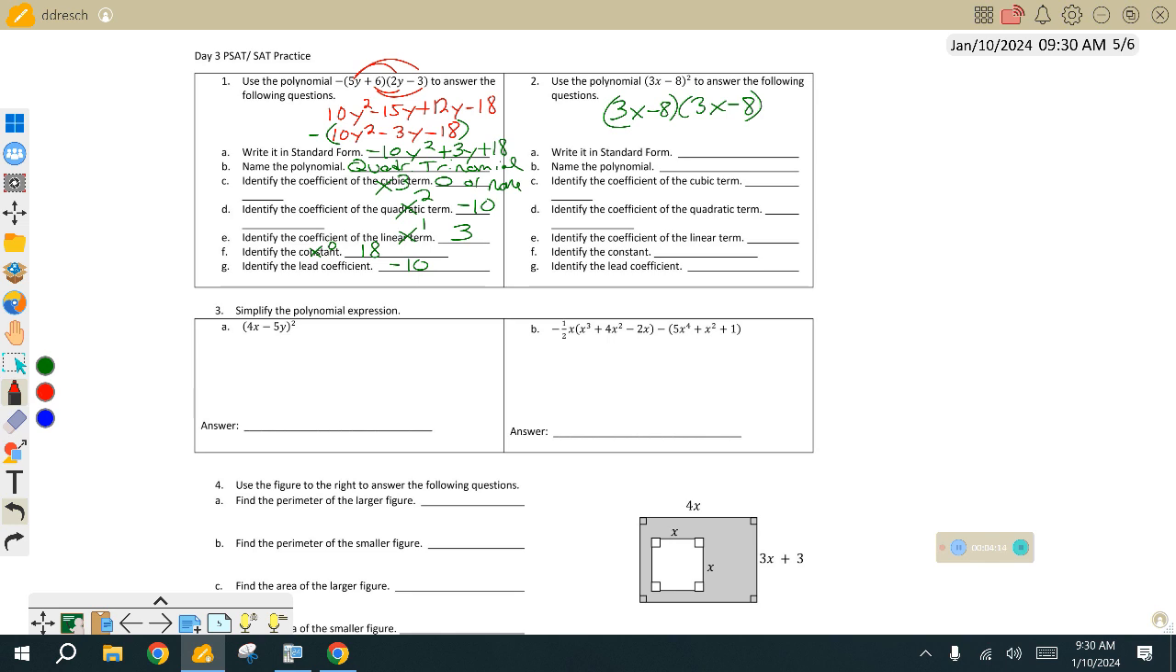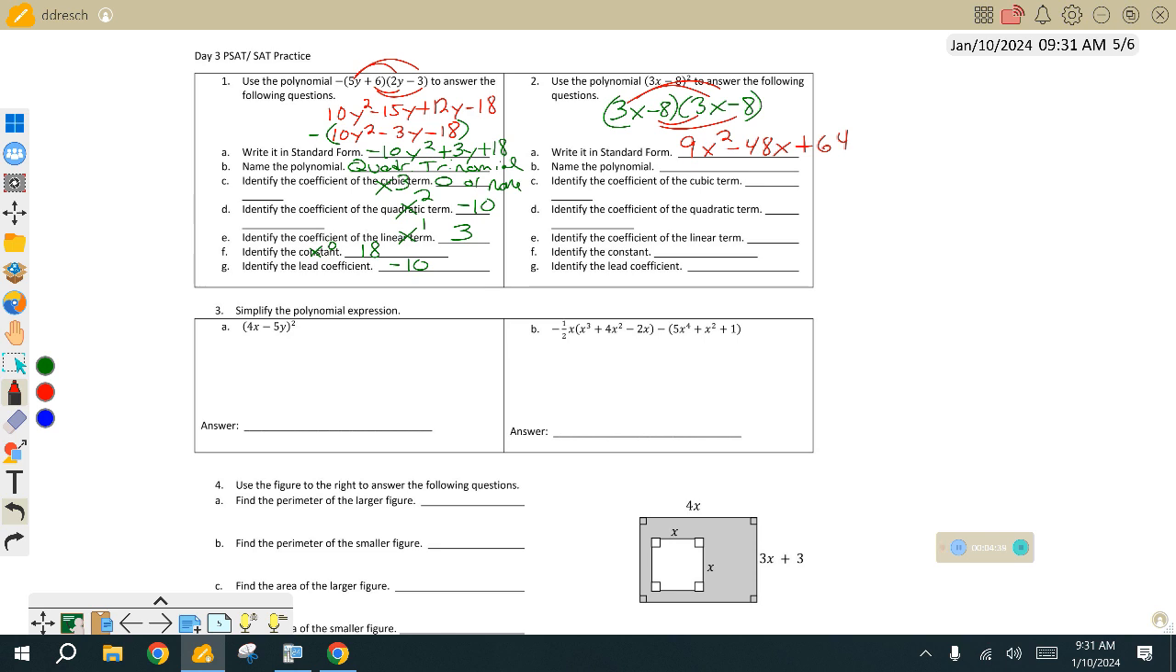And then after you do that, distribute that through. 3x distribute through. Negative 8 distribute on through. Okay? 9x squared, you should have. Negative, what, 48, I believe? And a plus 64. Check to see if you get that answer. You distribute through, combine like terms.